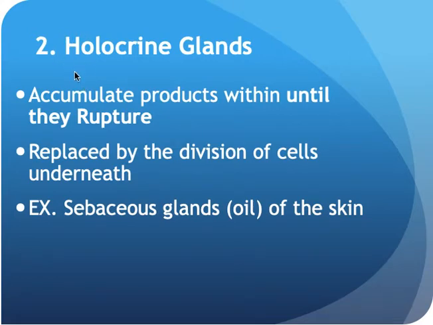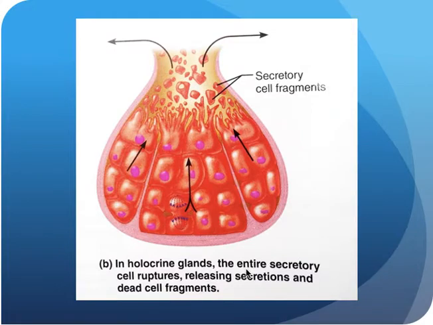What do you have in Hawaii? You have all the volcanoes, and they're going to rupture or erupt. That always helped me remember which one is which. You want to remember that the holocrine is the one that's going to rupture. It's replaced by the division of cells underneath. The best example of this one is your sebaceous oil glands. We're going to come back to look at the glands again a little more in depth when we get into the skin chapter. So here's my holocrine, the one that ruptures.